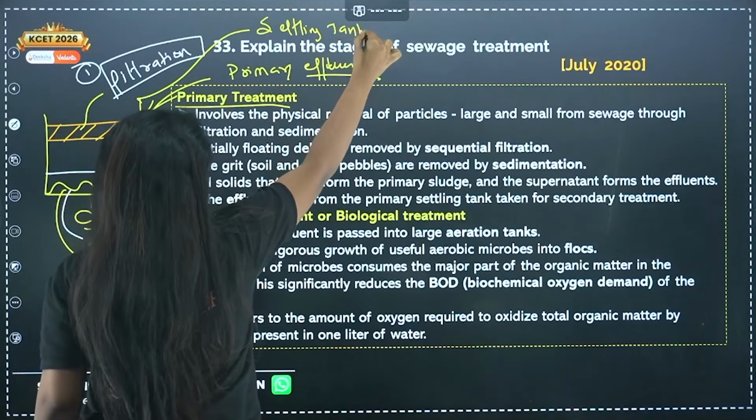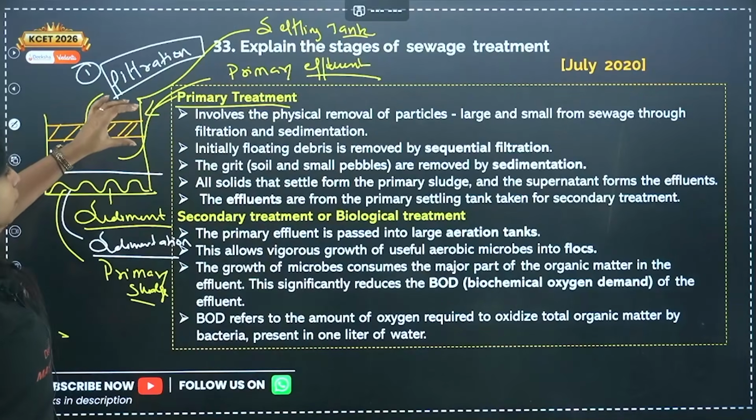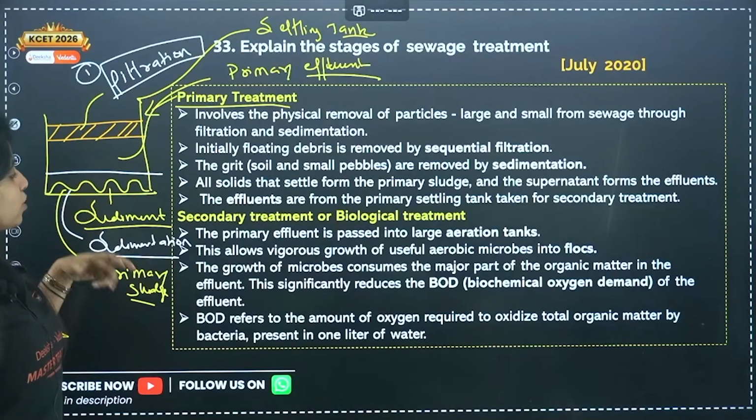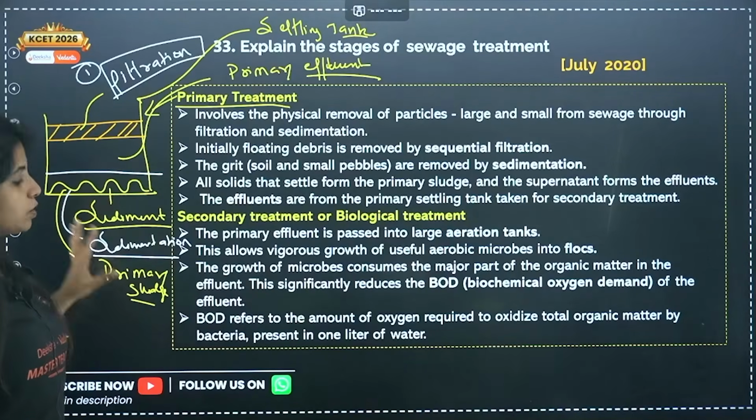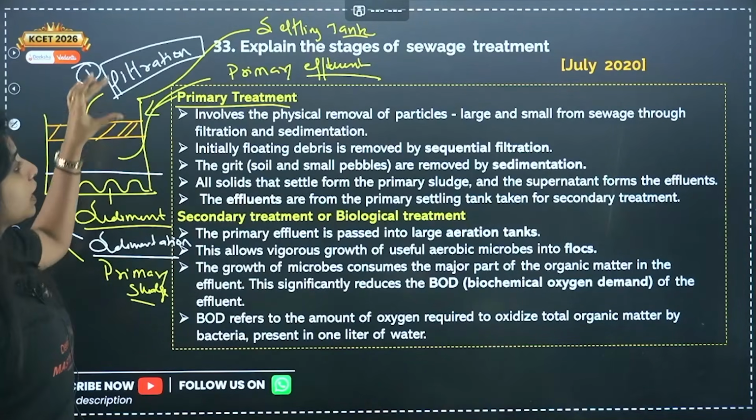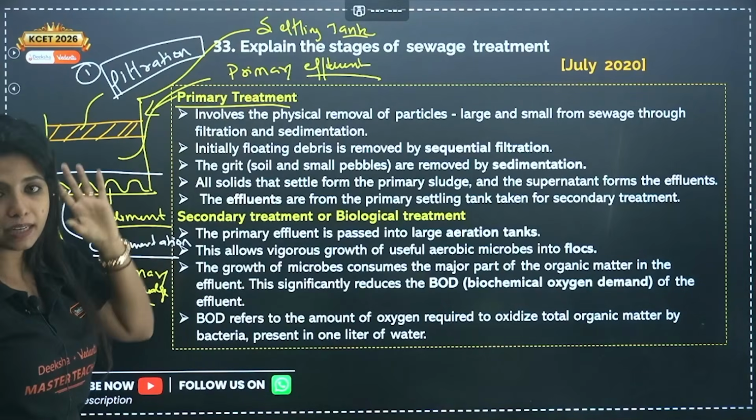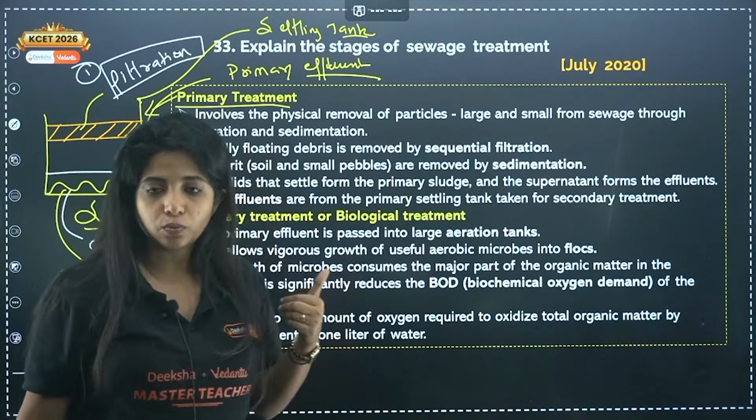So in primary treatment, you use a settling tank where you use the process of filtration to separate out the floating debris. You use the process of sedimentation to remove the sedimented things. The sedimented things are known as primary sludge. The thing that we are going to take ahead for secondary treatment is known as primary effluent. It is all being done in the settling tank. Next thing, you are going to do the secondary treatment. How does it work? Let's go ahead.